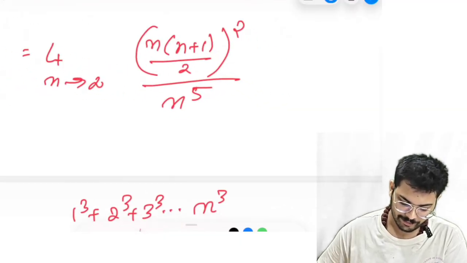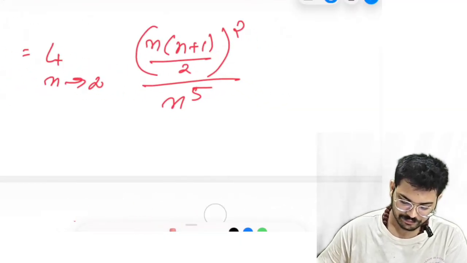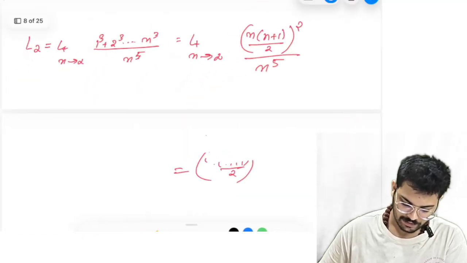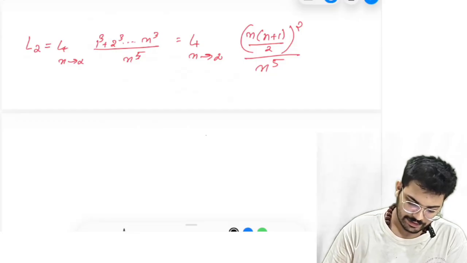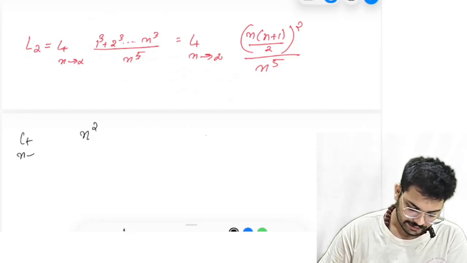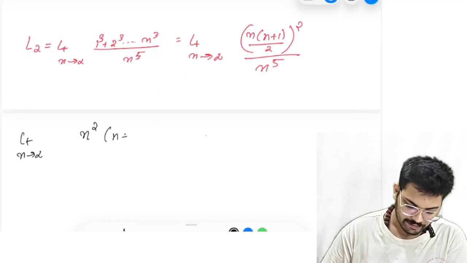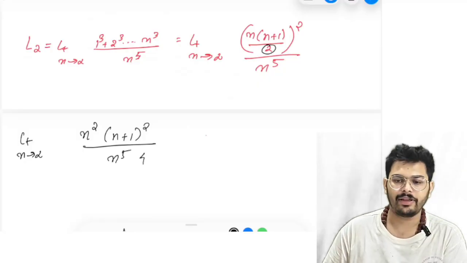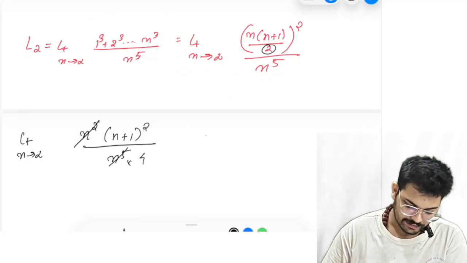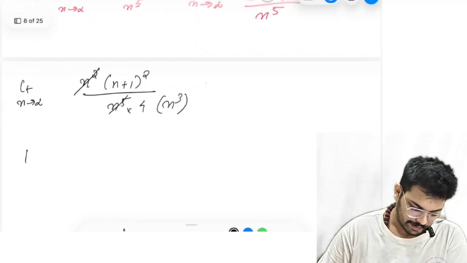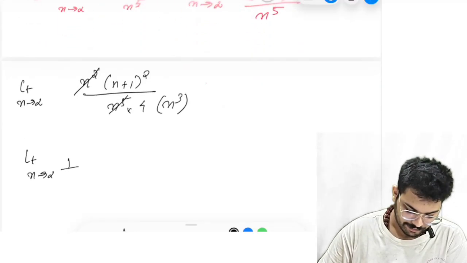In the next step, this term can be written as n square into limit n tends to infinity n square into n plus 1 the whole square divided by n raised to 5, into 2 square will be coming and it will become 1 by 4. Now we can cancel these two values, this will become n cube. Now limit n tends to infinity 1 by 4 is there.